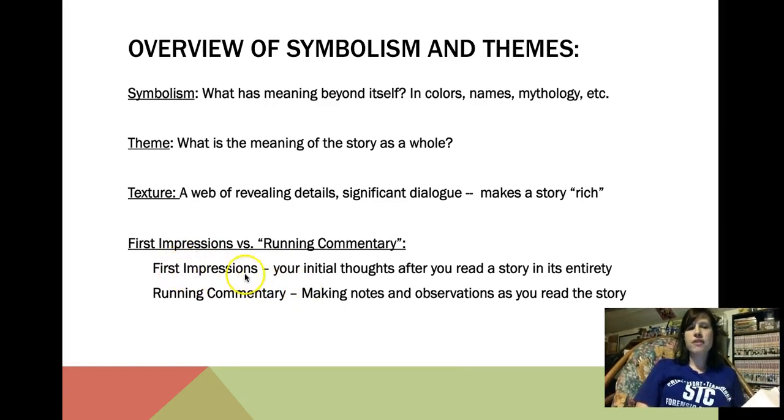Personally, I'm usually a first impression writer. I like to watch something all the way through without being interrupted and then write about it, but I've done some reviews of TV shows, and usually those are running commentary because there's commercial breaks, and usually during the commercial break I can write notes and then jump back into the show. So both ways can be effective.